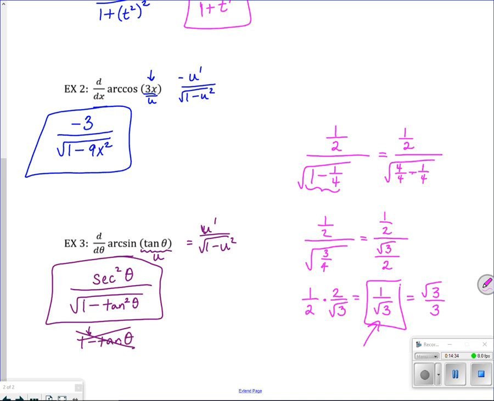So that's what you'll be doing on your homework tonight. Practice those, get those formulas memorized, and sometimes you can use trig identities. If you have trig, you always have to think back to trig identities and make sure that you do those.